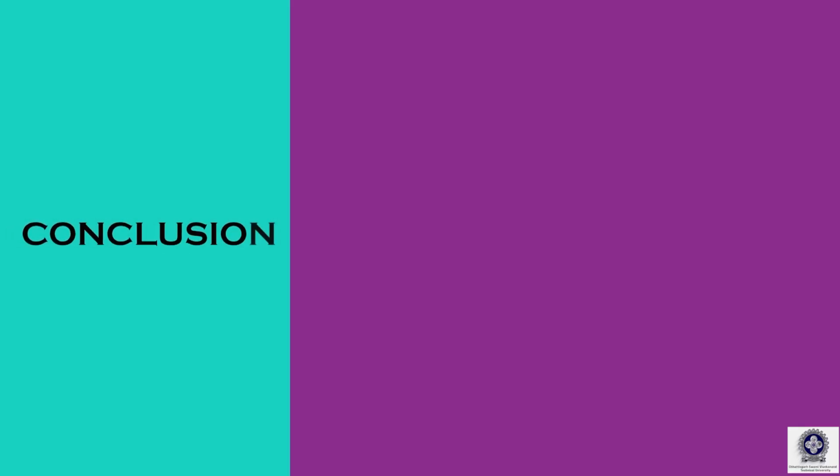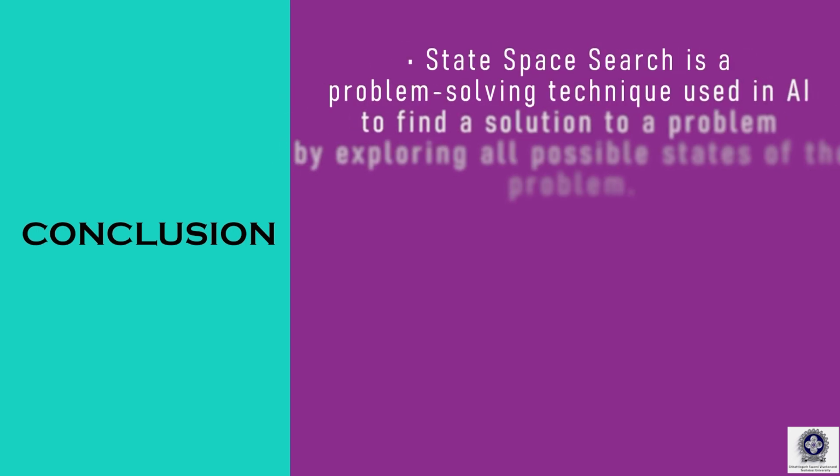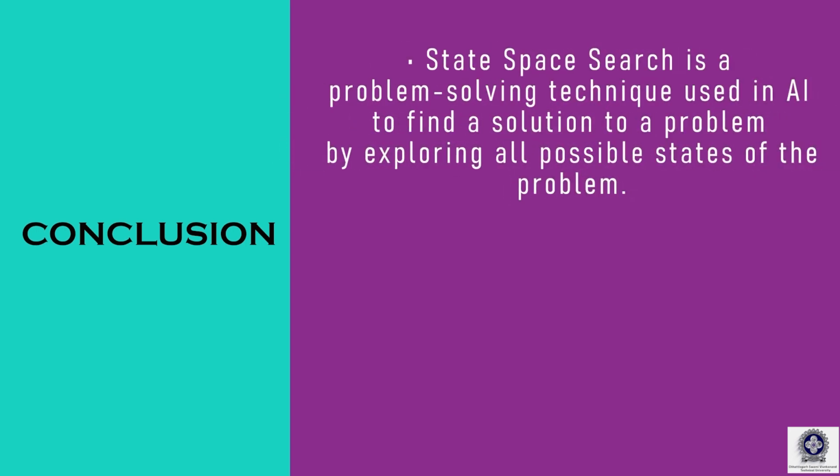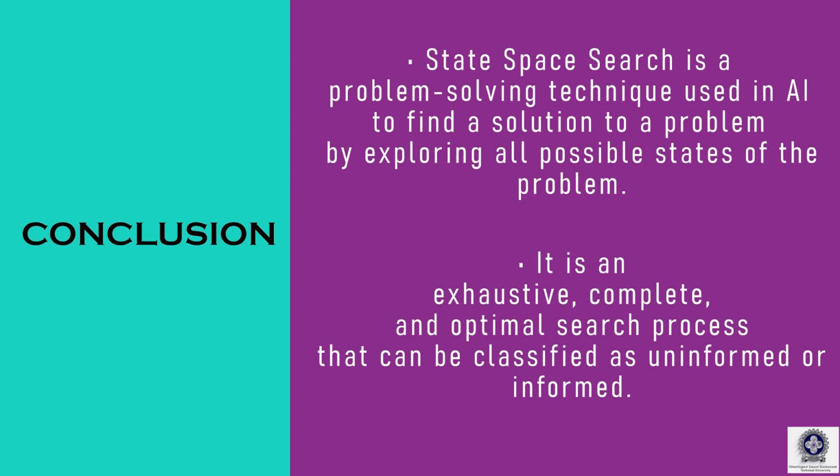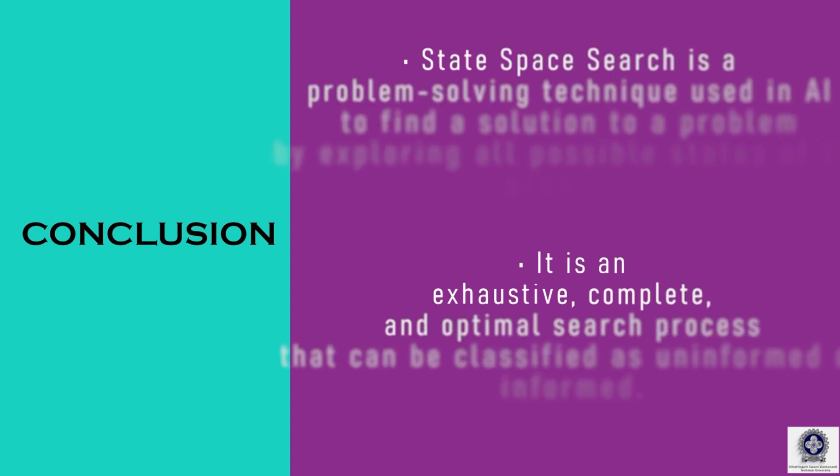So, now we have come to the conclusion. State space search is a problem solving technique used in AI to find a solution to a problem by exploring all possible states of the problem. It is an exhaustive, complete and optimal search process that can be classified as uninformed or informed search.